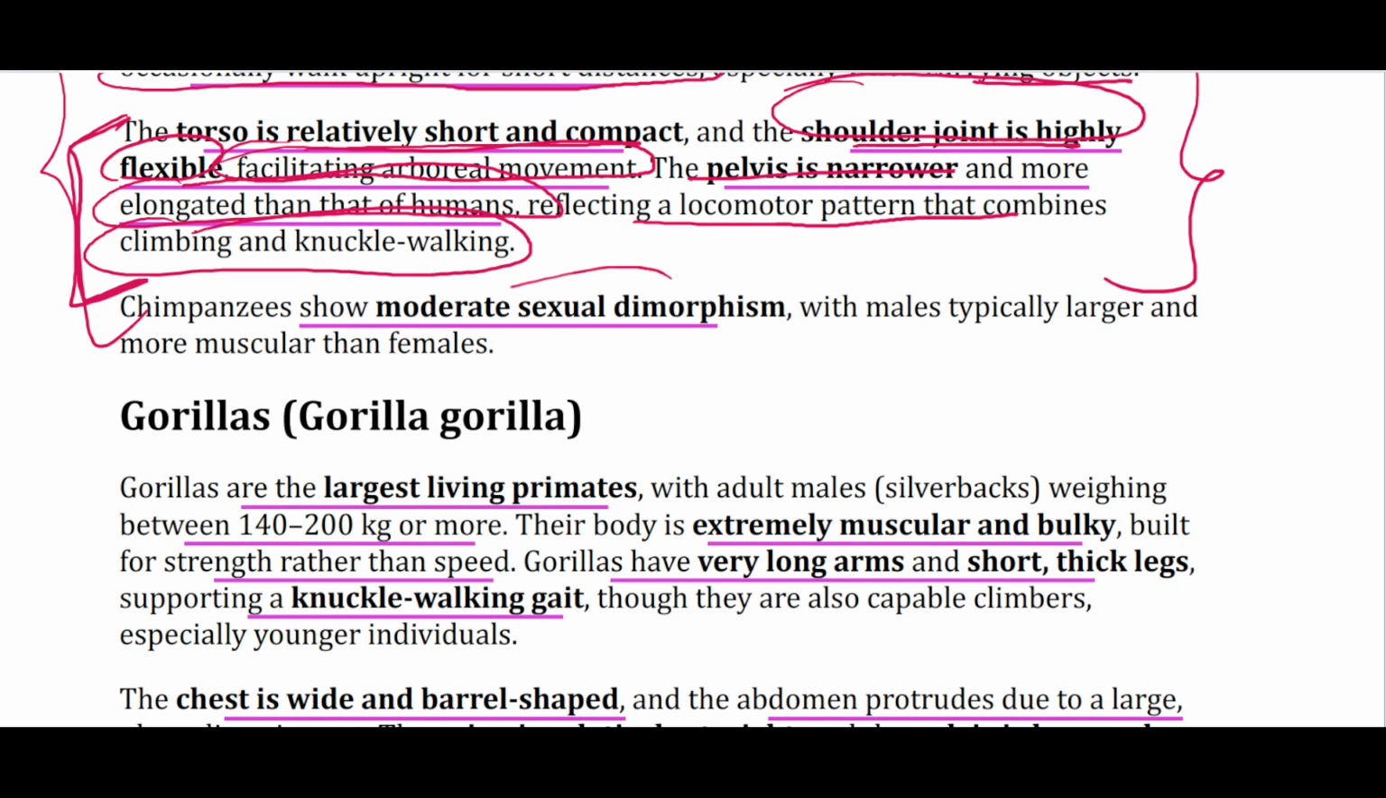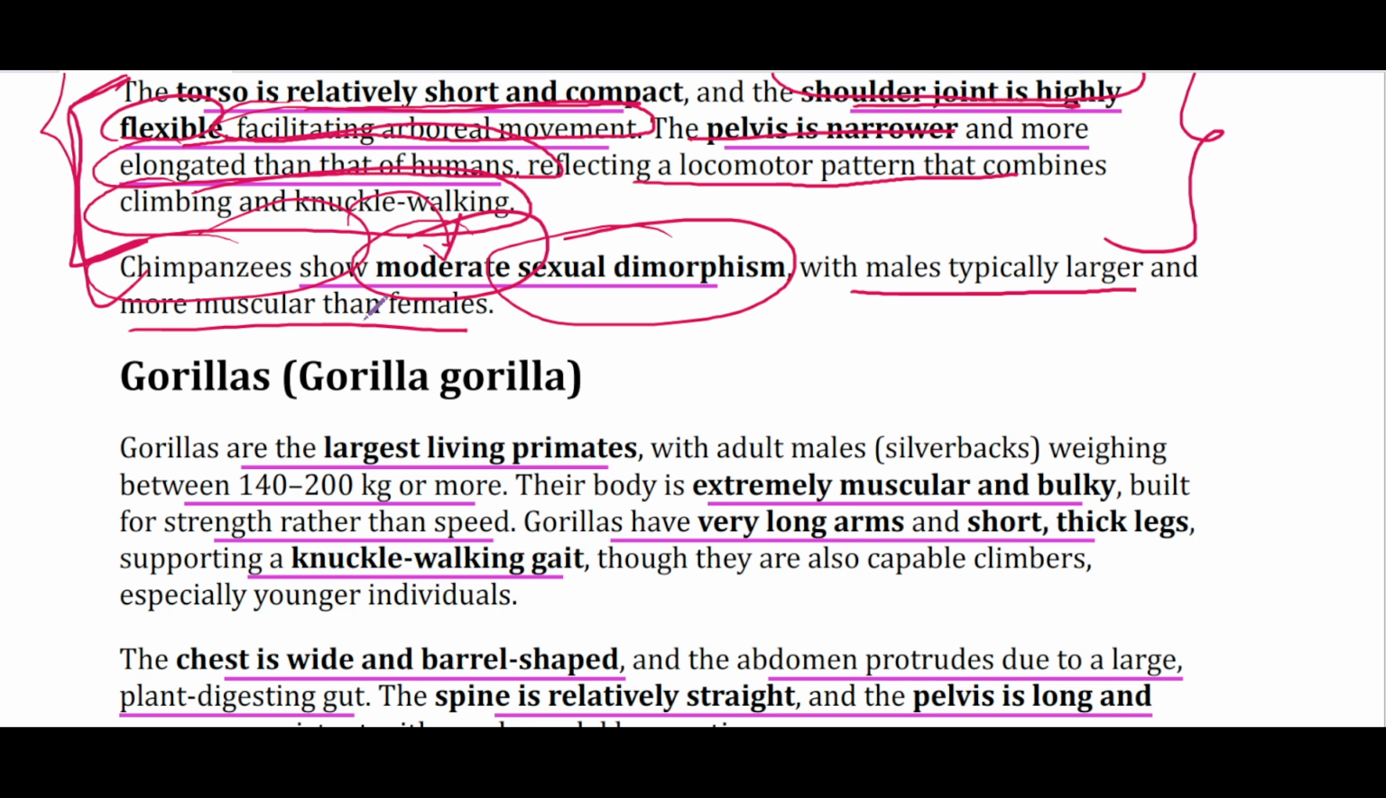Then, as for sexual dimorphism, chimpanzees' sexual dimorphism is comparable to that of humans, with the males typically larger and more muscular than females. But again, this sexual dimorphism is not as prominent as in gorillas.